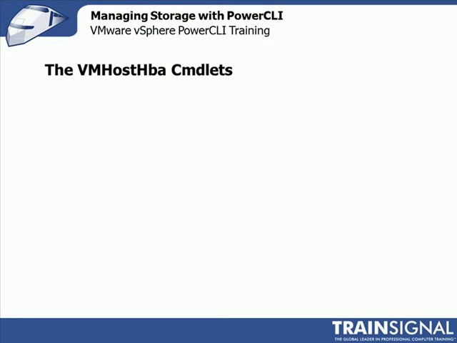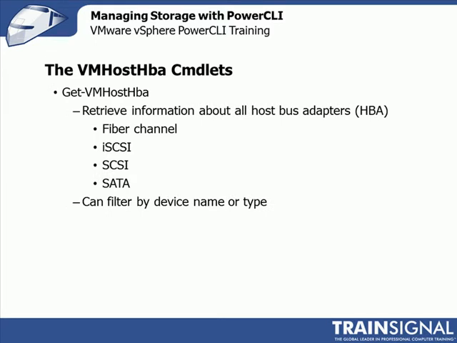Now we're going to talk about the VMHostHba commandlets, and HBA stands for Host Bus Adapter. First up is the Get-VMHostHba commandlet. This one is used for retrieving information about all your host bus adapters, and you could have multiple different types of HBAs, from Fibre Channel, iSCSI, SCSI, or SATA. In fact, there's a couple other things that sneak in there, such as your local CD-ROM drives. You can also filter by device name or type, and I'll show you examples of that in a moment.